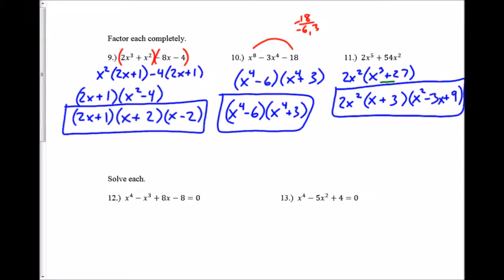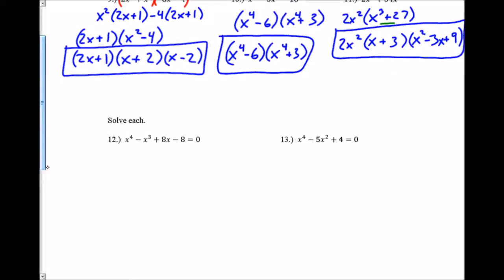If I look at number 12, this time I want to solve, and I'm going to solve by factoring. Once again, I've got 4 terms here, which is a giveaway for factor by grouping. So I group the first 2 and the second 2. Out of the first 2, I factor out an x cubed, which leaves me with an x minus 1. Out of the second 2, I can factor out an 8, which leaves me with an x minus 1. So now my 2 factors are the x minus 1 and the x cubed plus 8.